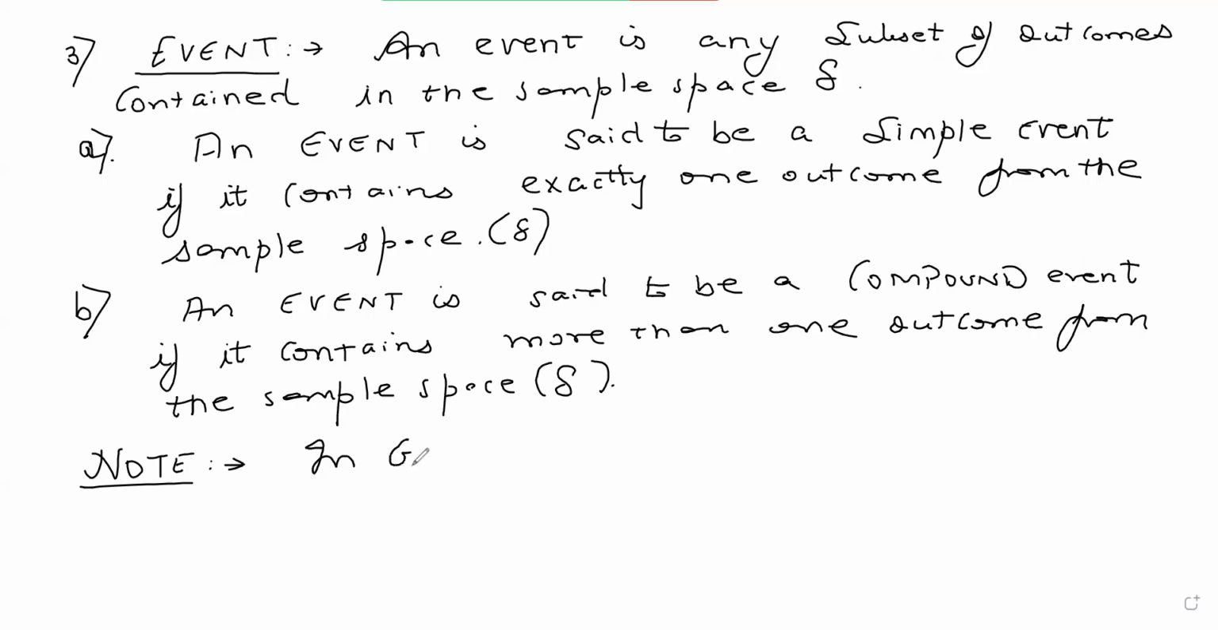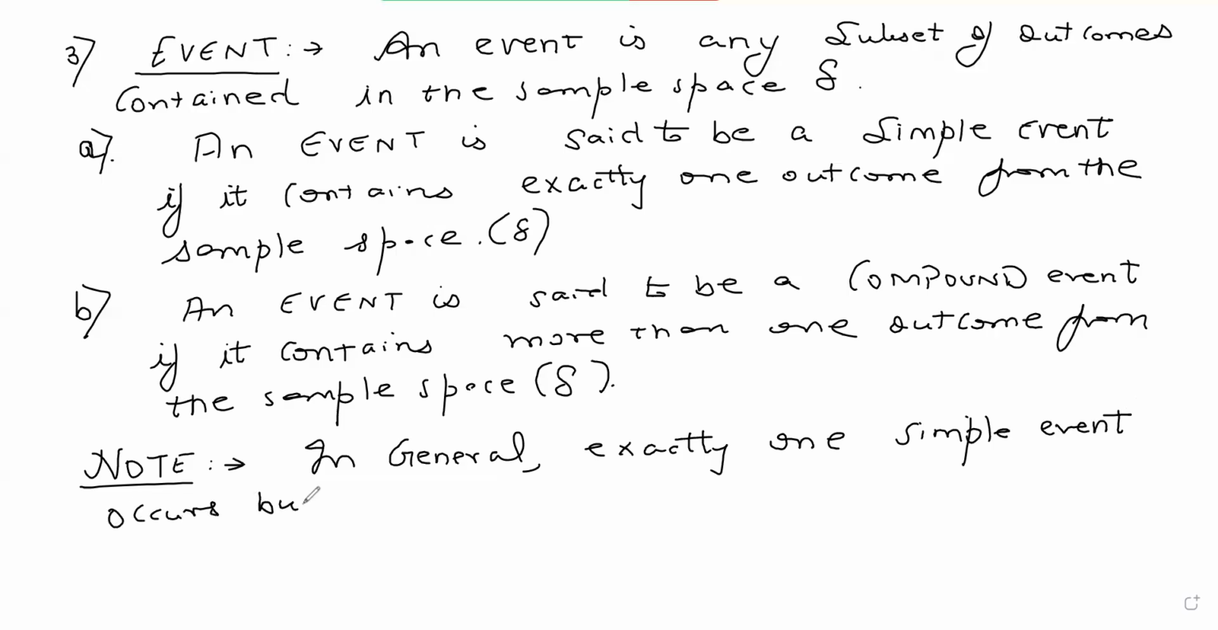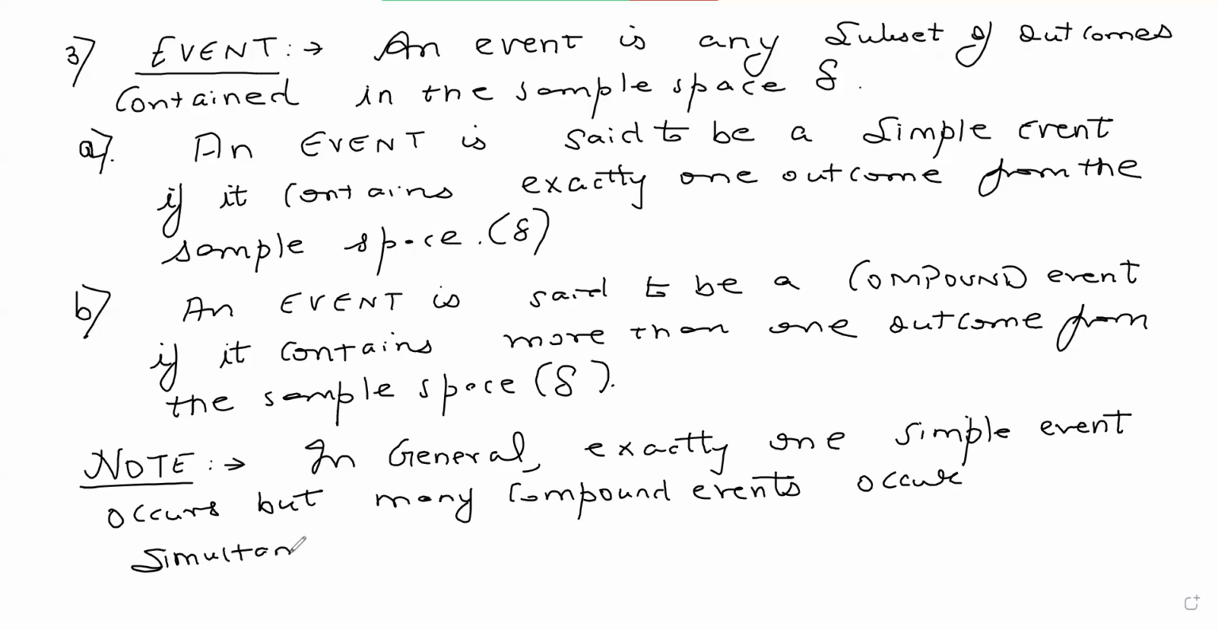In general, exactly one simple event occurs, but many compound events occur simultaneously. That means in reality, only one event will occur. But along with that, multiple or compound events can occur simultaneously. Let's understand this by taking an example.